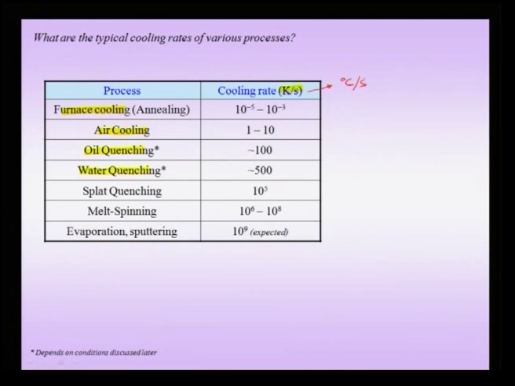On the low end, of course, is my furnace cooling, in which case I obtain a cooling rate which is of the order of 10 power minus 5 to 10 power minus 3 Kelvin per second. Air cooling can give you 1 to 10 degrees per second cooling rate, that means the sample would fall at the fastest rate about 10 degrees Celsius per second.